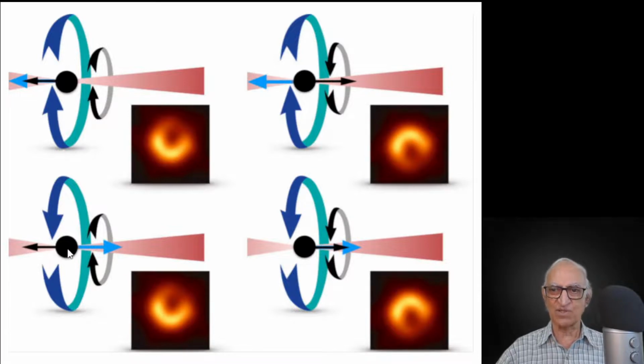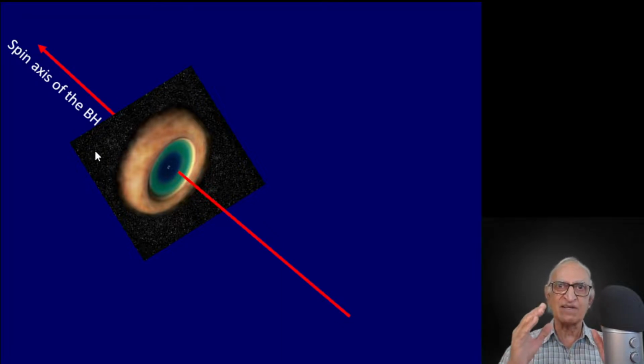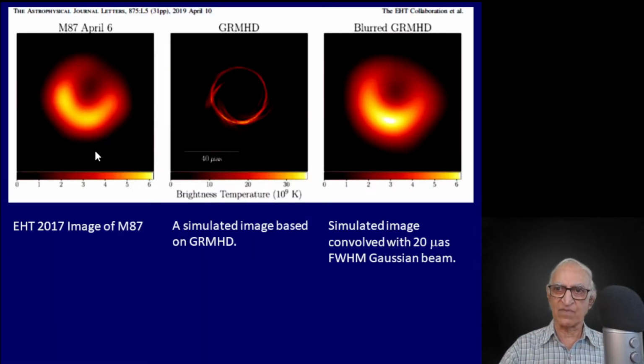Similarly, I could have this geometry. So, I have to do the simulation for all possible geometries of the axis of rotation of the black hole, the axis of rotation of the torus, and their relative alignments. So here is the final result. The simulation convolved to 20 micro-arcsecond resolution, which agrees excellently well with observations.